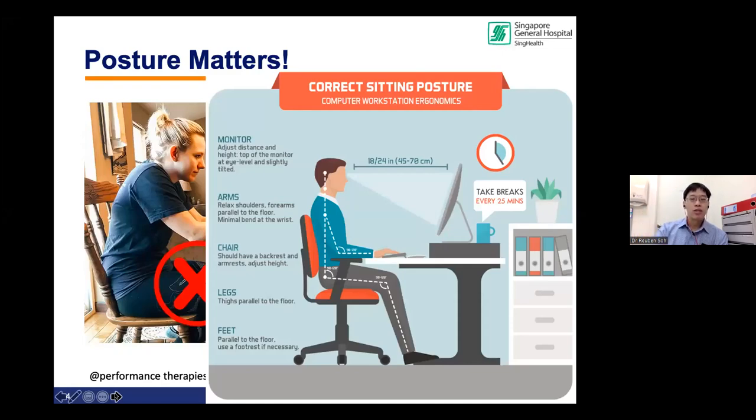However, what I think is most important is the need to take breaks every 15 minutes. These breaks allow you to move and stretch your spine and allow you to refocus. But importantly, it takes the stress away from the joints in your neck as well as in your low back.